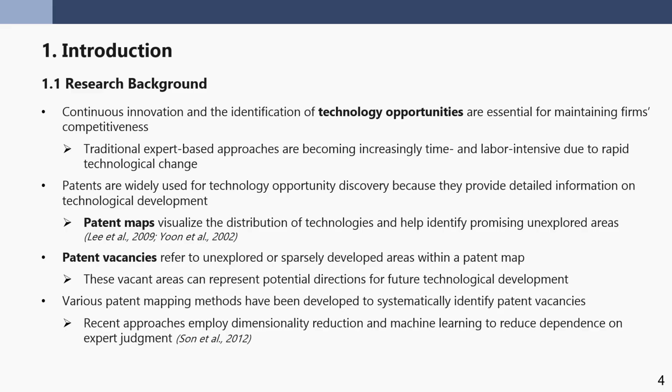Patent data are widely used because they provide detailed information on technological development. In particular, patent maps visualize the distribution of technologies and help identify unexplored areas. These unexplored areas are called patent vacancies and may represent potential directions for future technological development. Recent studies have therefore applied dimensionality reduction and machine learning to identify patent vacancies more systematically.